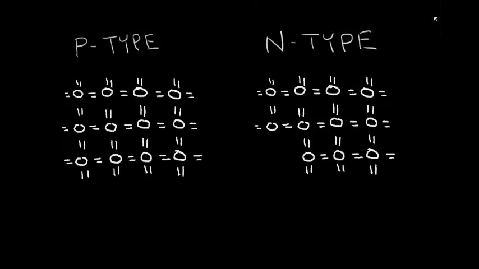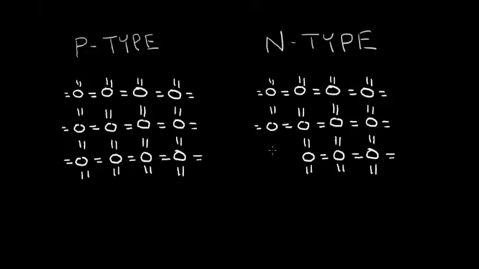Today, I want to explain the p-n junction. If you understand how the p-n junction works, you can understand how a diode works, how the bipolar transistor works, and how the MOSFET transistor works. So let's start by reviewing p-type and n-type silicon.